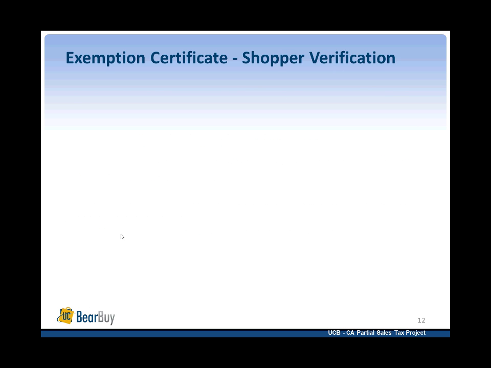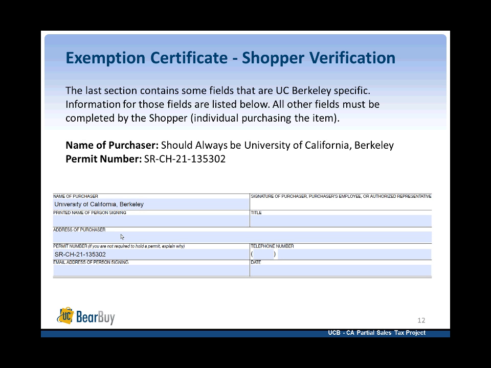The last section is the shopper verification section. This section does contain some fields that are UC Berkeley specific. The information for those fields is listed here, and that would be the name of the purchaser and the permit number. These 2 fields will always be required to be filled out, as well as the other fields. But these fields contain information that is not specific to a department. The name of the purchaser should always be University of California, Berkeley. The person signing on behalf would be the shopper or whoever the department has deemed has the authority to sign that form.